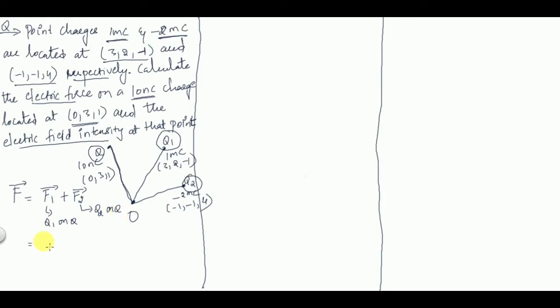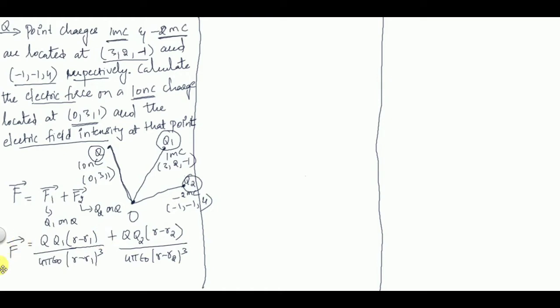Right, so the formula is given by Q times Q1 by 4 pi epsilon naught. I am writing the vector directly: (r minus r1) by modulus of (r minus r1) whole cube, plus Q times Q2 times (r minus r2) divided by 4 pi epsilon naught modulus of (r minus r2) whole cube. Okay, so this is what we have to find. This is the total force. Once you find the total force, you can find the electric field intensity.